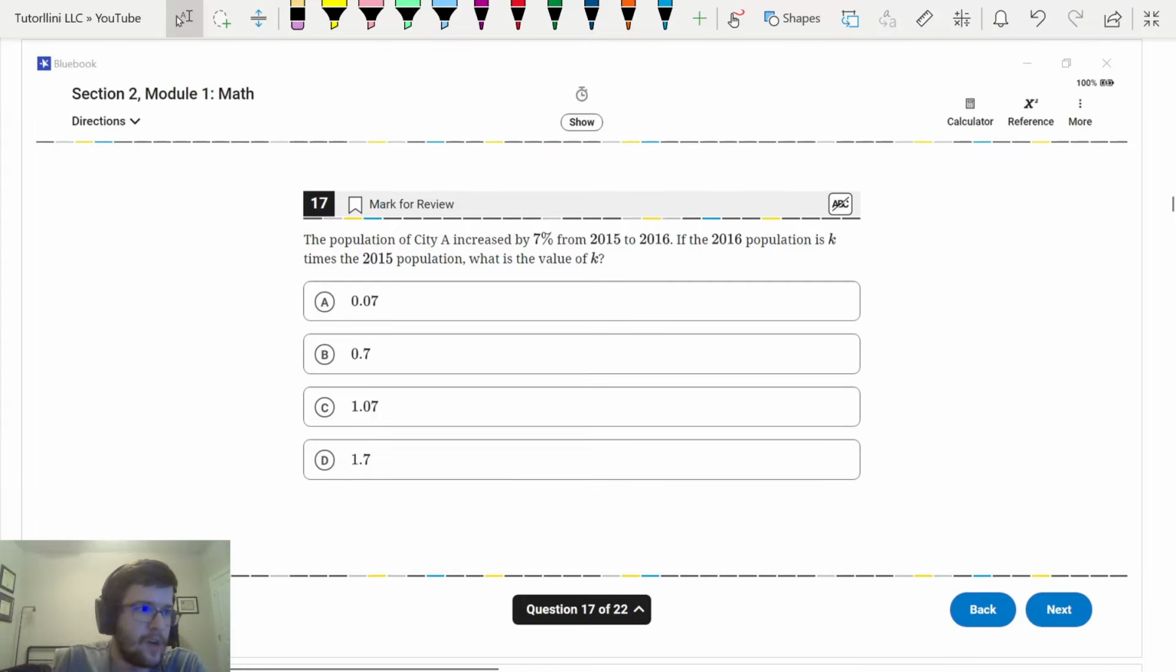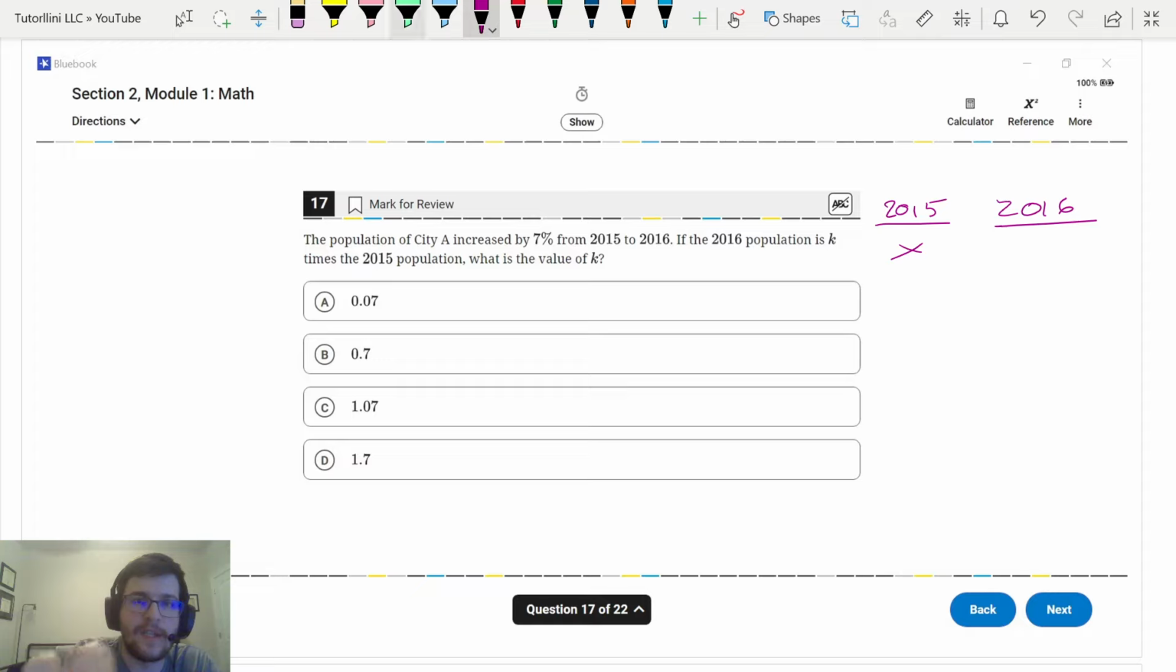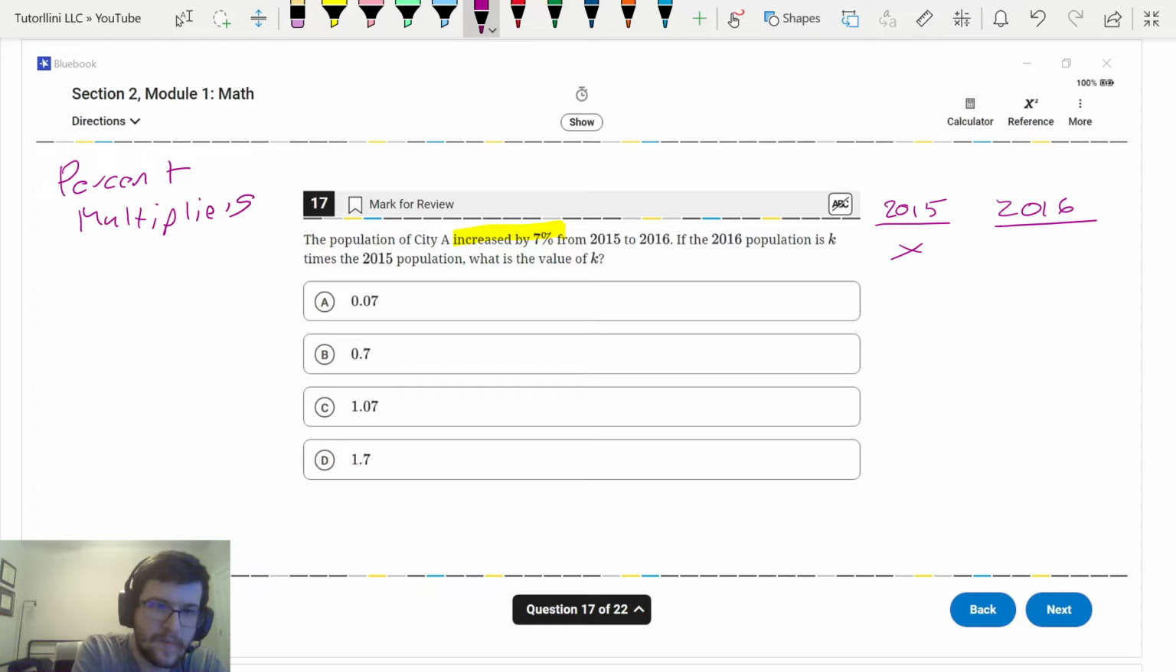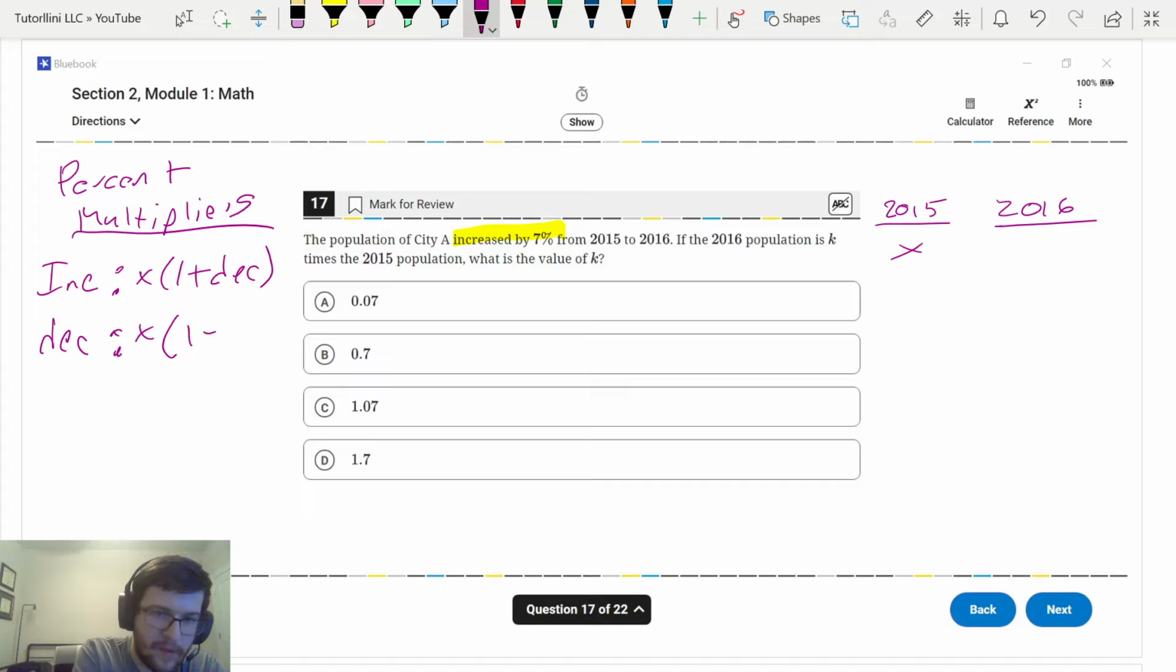All right, so let's say the 2015 population was X. The 2016 population did a 7% increase. So for percent multipliers, you should give this a Google if you don't know what these are. Okay. So for an increase, you multiply by 1 plus the decimal. And for a decrease, you multiply by 1 minus the decimal.